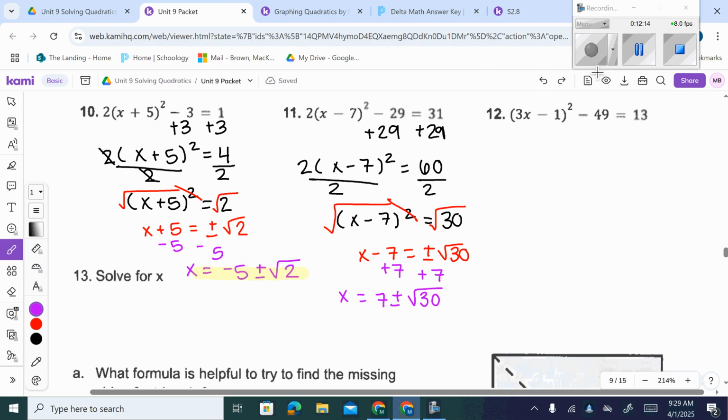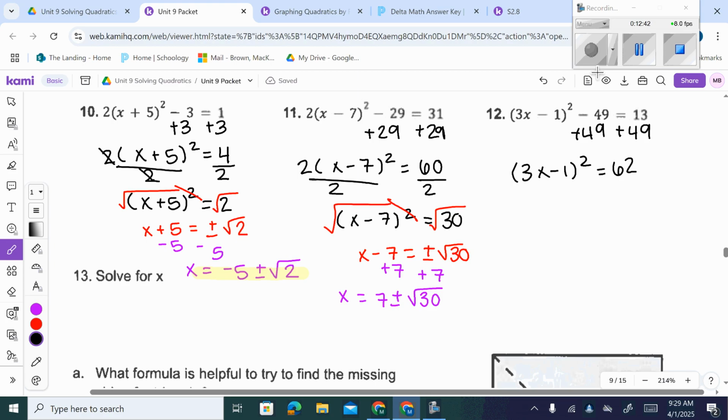Good question. All right, number 12. What do we need to move first on 12? The 49. Good, add 49. What is this, 62? All right, now this one's a little different. There's an x inside. You just square root it. Okay, good. I don't have anything else to move, correct? Is there anything else for me to move here?